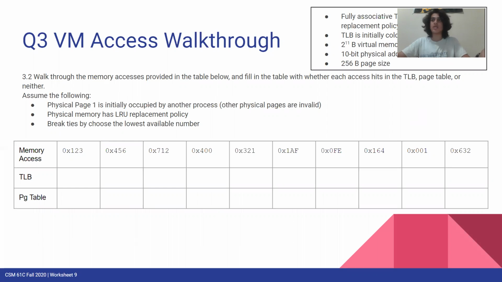But basically we're just mapping a certain address to its virtual page, to its page number and offset and stuff like that. And then we're checking if it's in the TLB, and if it's not, then we look at the page table, and then we use LRU page replacement. And we're given the same assumptions as we were before. I think this is assuming a cold TLB.